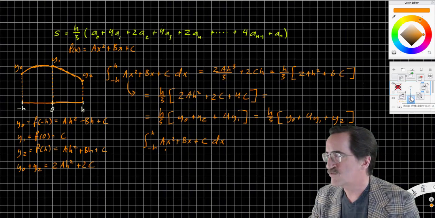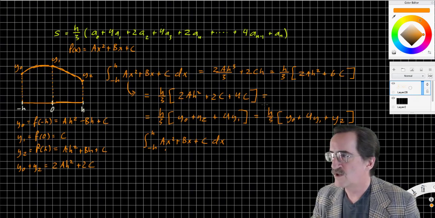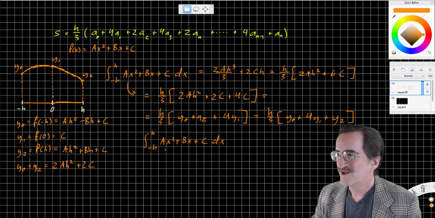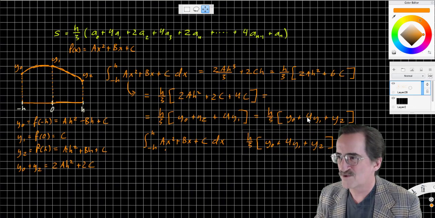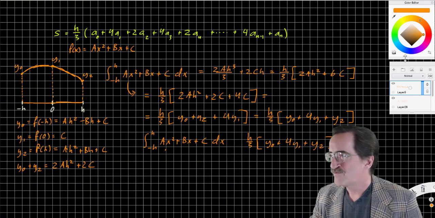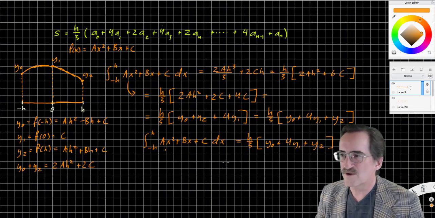Hold on, need to merge layers here. There we go. Now we should be able to copy and paste if I have the right tool selected. Little technical difficulty here. There we go. Equals. Okay. So that's the integral. That's kind of the surprise result.